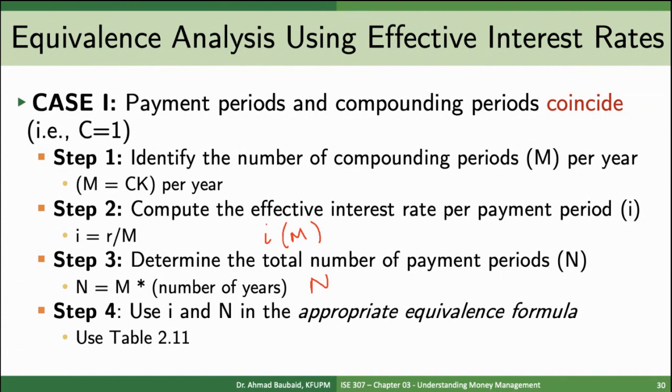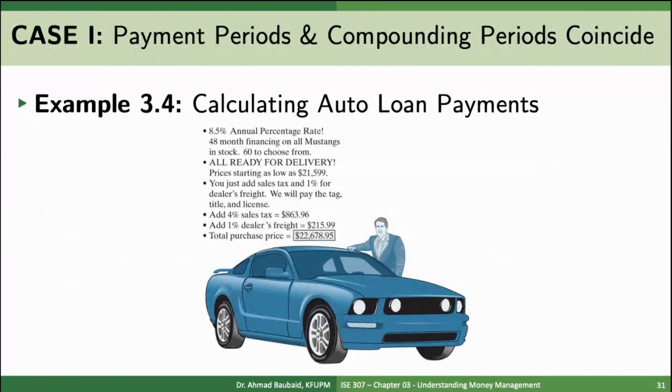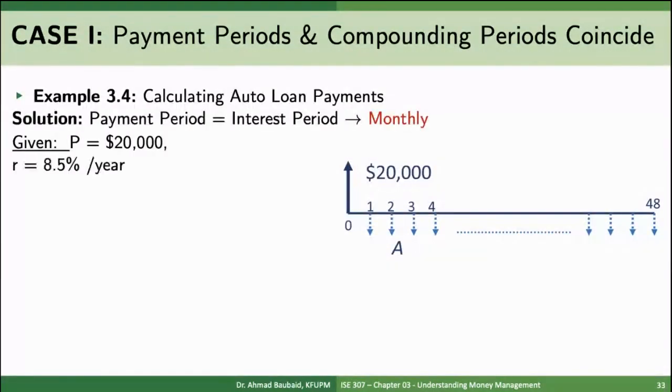What is K? K is the number of payment periods per year, right? So you find what K is, then that gives you M. You divide your nominal interest rate R by M, and that gets you I. And then you find the total number of payment periods, capital N, which is M times the number of years, right? So M is per year, and then you multiply that by the number of years, and that gives you the total number of payments, capital N. And then you use the formulas that we had in the formula sheet, for example, to compute what you want to compute. And we saw an example of that with the car loan, so I'll just skip over this.